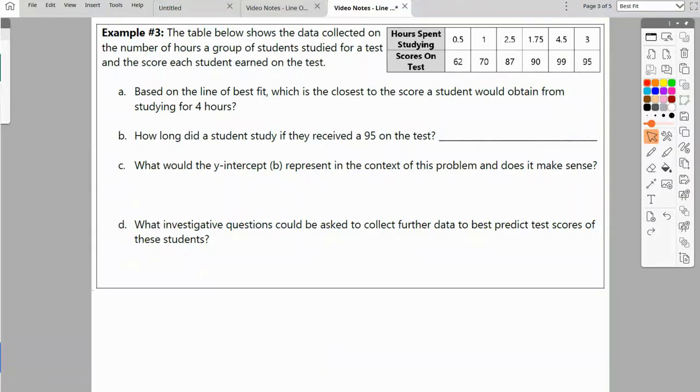Based on the line of best fit, which is the closest to the score a student could obtain from studying for 4 hours? Right away, I determine if I'm given the X value or the Y value of my data. I notice that I was given 4 hours. So that's going to be my X value because hours was the independent X value of my table.